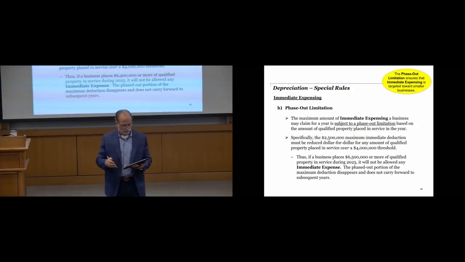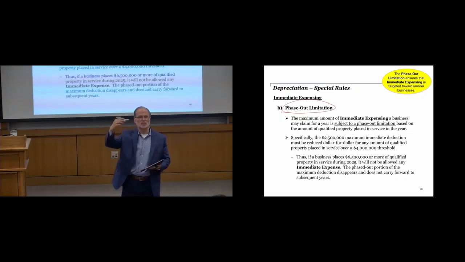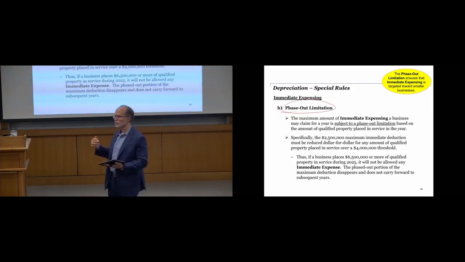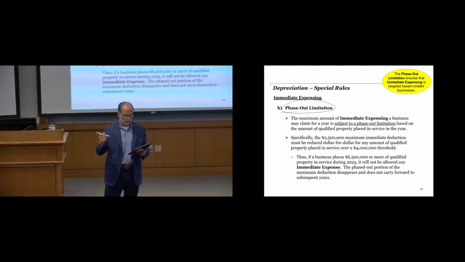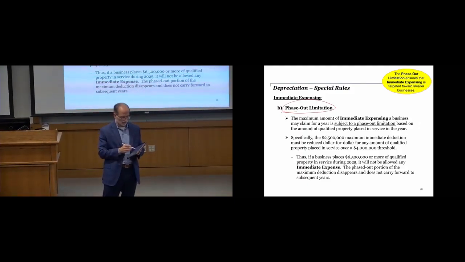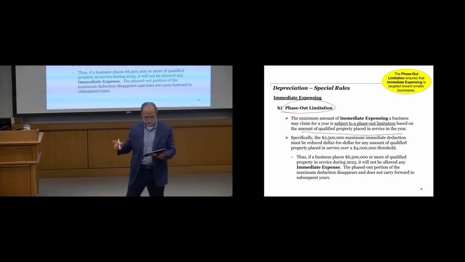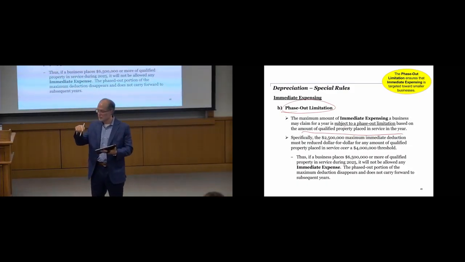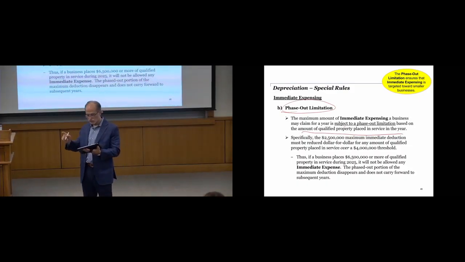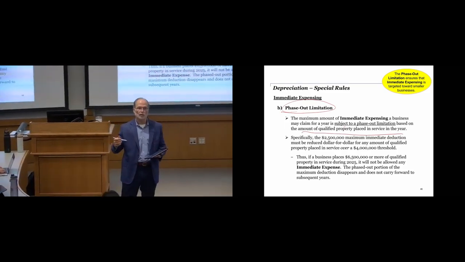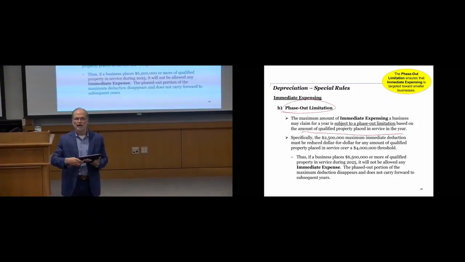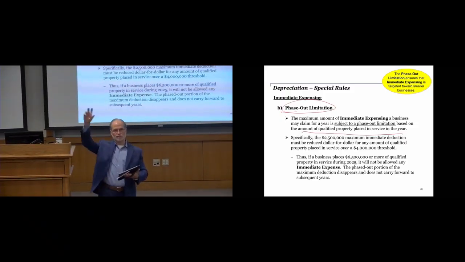return. Okay, there is a phase-out limitation. This is why the big companies do not get this. This is why I think it's focused on small businesses. So the maximum amount of immediate expensing a business may claim per year is subject to the phase-out based on the amount of qualified property placed in service in that year. Specifically, the 2.5 million maximum is reduced dollar for dollar for any amount of qualified property placed in service over a $4 million threshold.